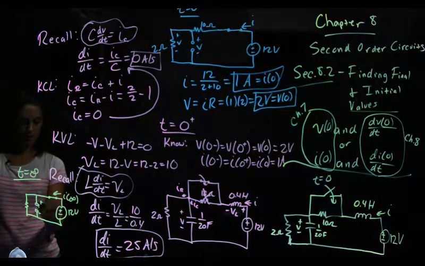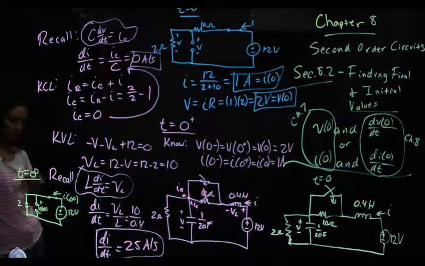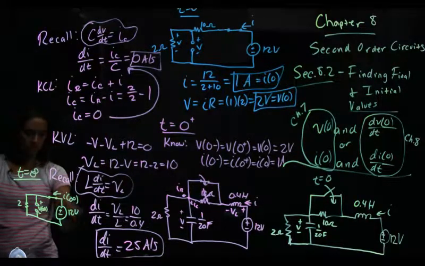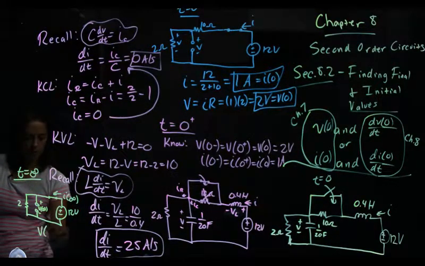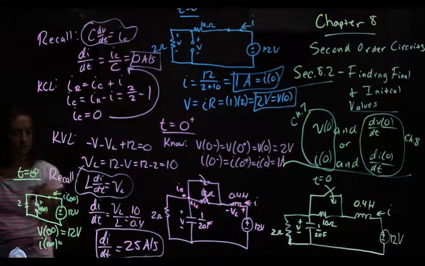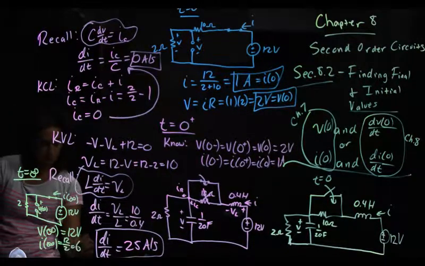This is my V of infinity. This is 2. So what's your V infinity? That's pretty easy, right? This is just in parallel with the source. So V infinity is 12 volts, and I infinity is going to just be 12 over 2, or 6 amps.